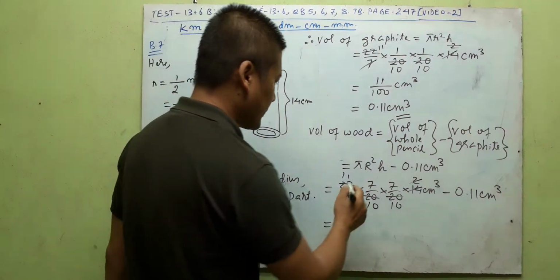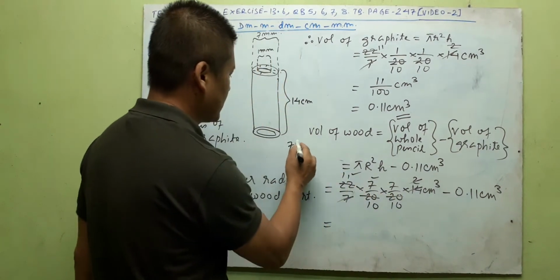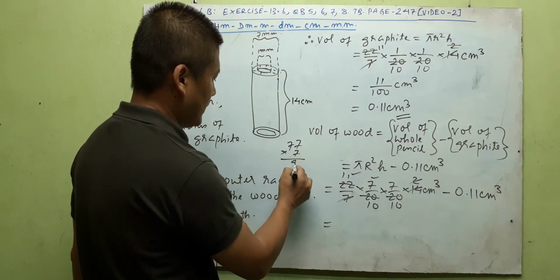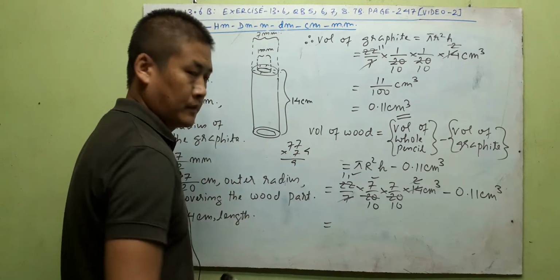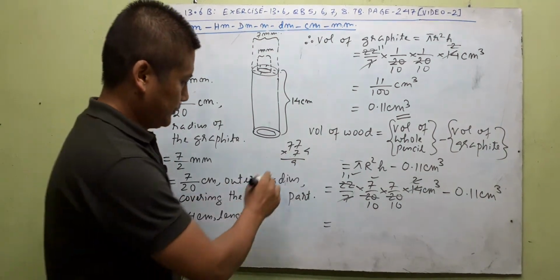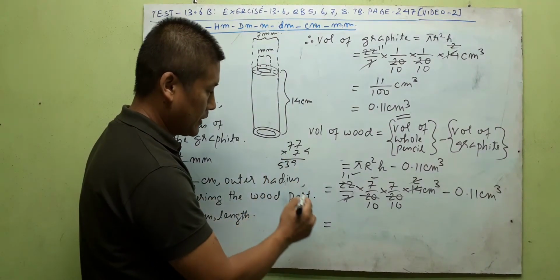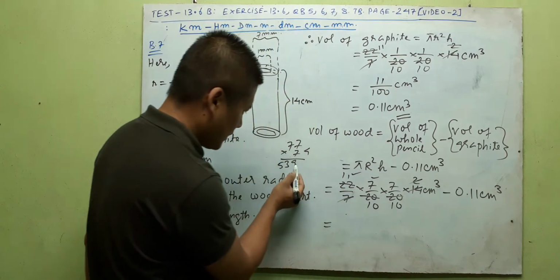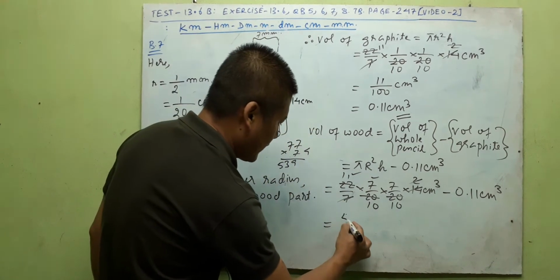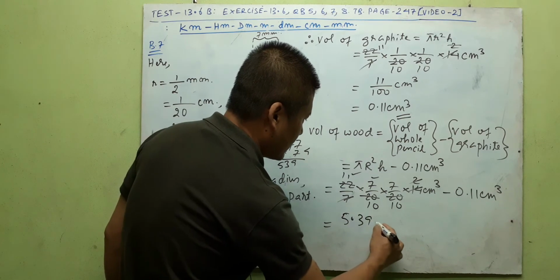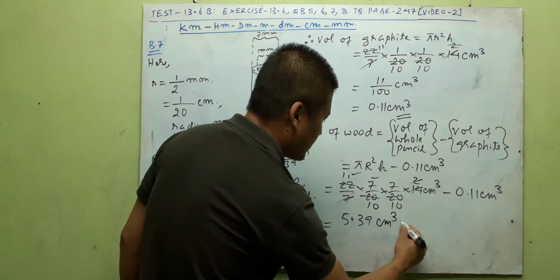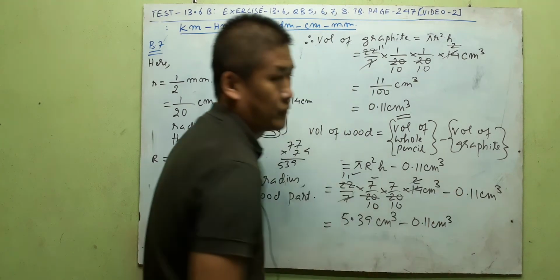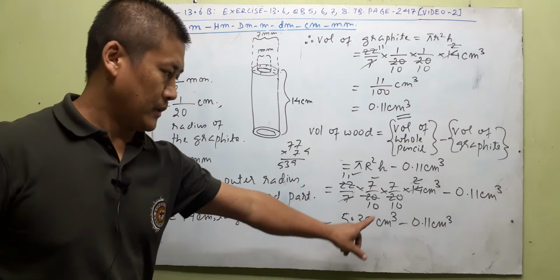So here now 11 sevens are 77. Multiply by this 7, 7 7s are 49, 49, 53. So 539. This part divided by 20 means 1 and 2, so it will become 5.39. I'm doing directly now because you're comfortable with it. Minus 0.11 centimeter cube. So it's just a matter of subtracting these two.